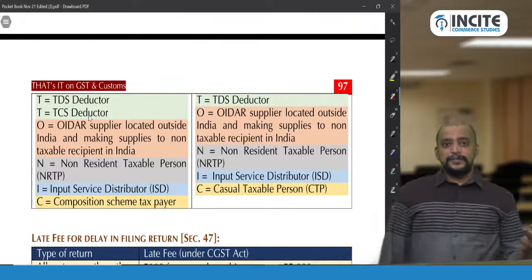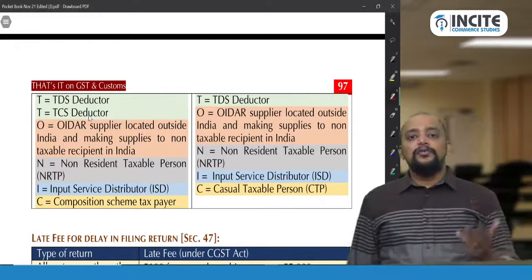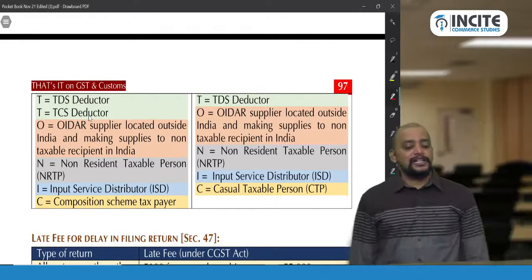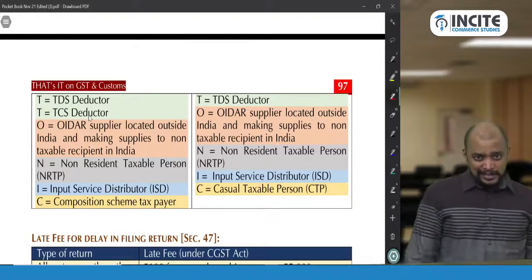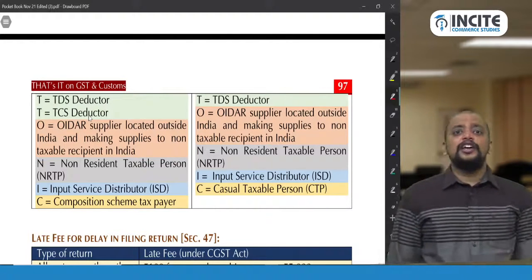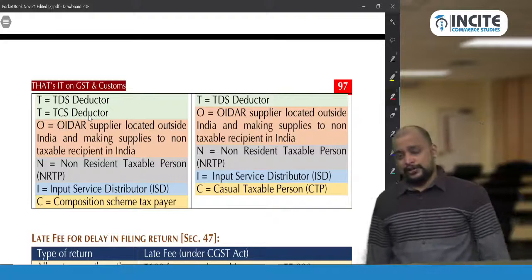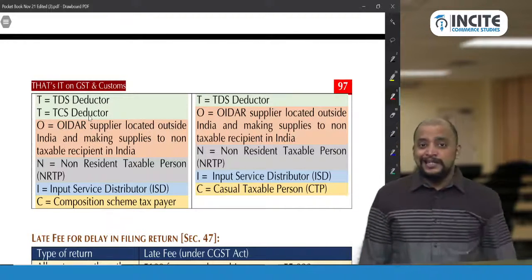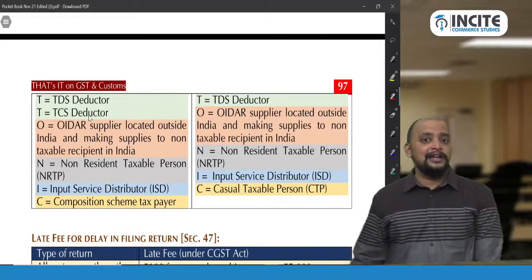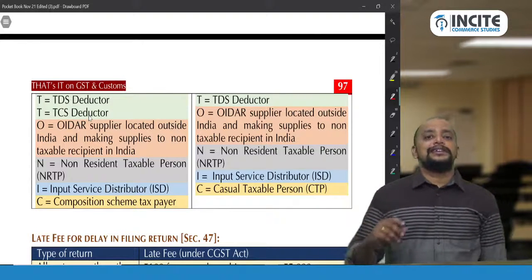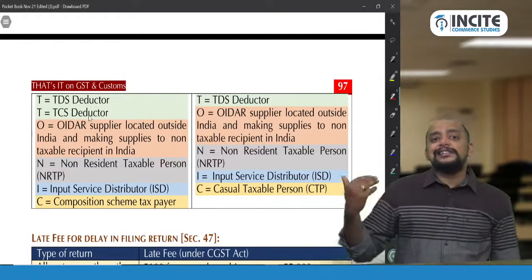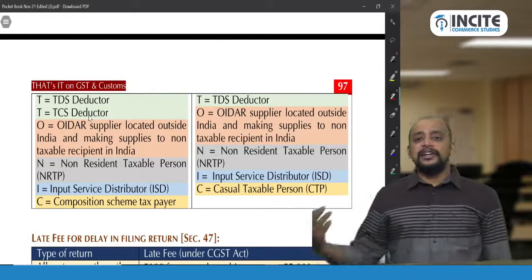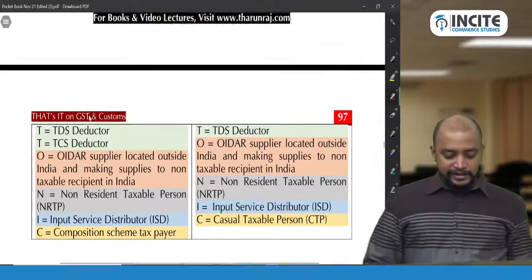T, TDS deductor and TCS collector; O, OIDAR supplier located outside India making supply to non-taxable recipient; N, non-resident taxable person; I, input service distributor; C, casual taxable person. They are not required to file GSTR 1, GSTR 3B and GSTR 9. However, extra point is that TCS collector is also not required to file GSTR 1, 3B, but annual return they need to file.